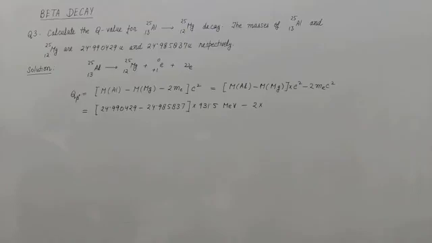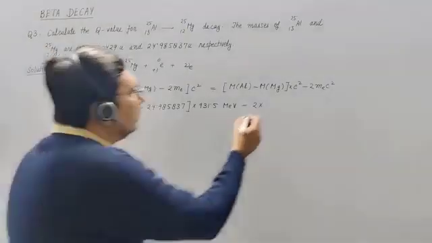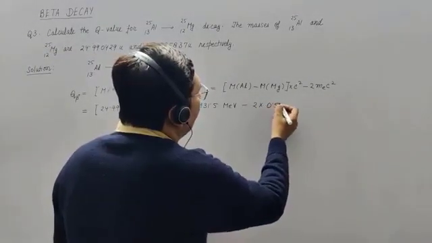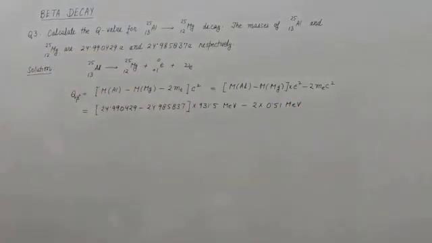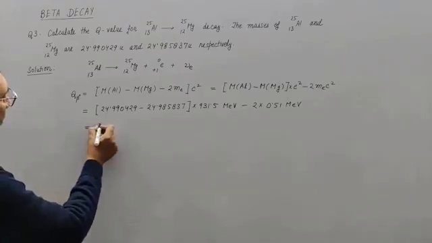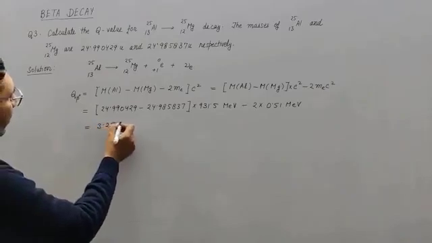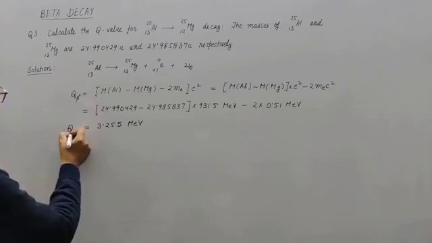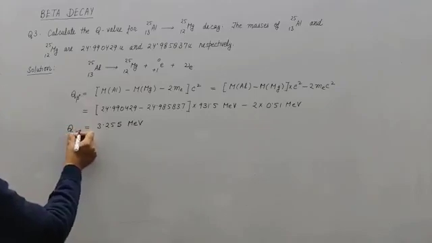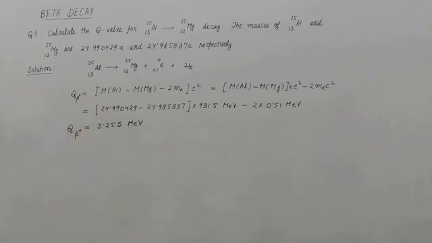This is the rest mass energy of the electron, and this is equal to 0.51 MeV. Rest mass energy of the electron is 0.51 MeV. Solve this and you will find out the answer. Answer is 3.255 MeV. If you solve this equation, you will find out this answer. So this is the Q value of this beta plus decay process.